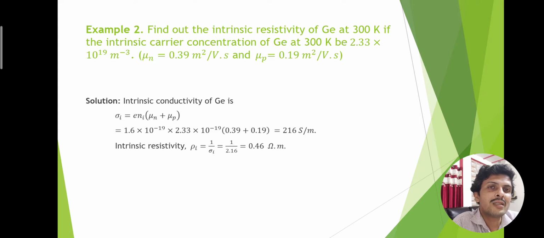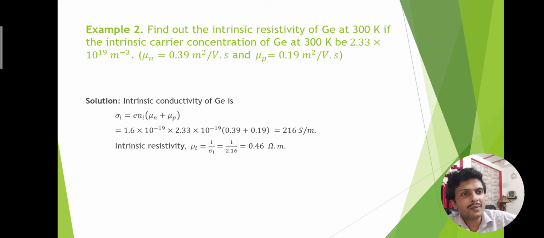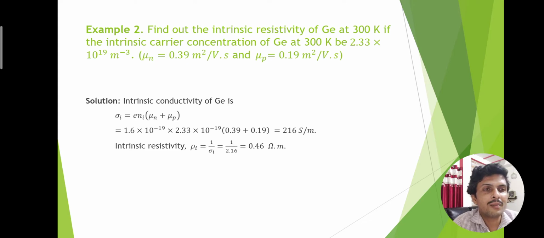Now the mobility values are given. Mu n is equal to 0.39 meter square per volt second, and mu p, that is the mobility for holes, is equal to 0.19 meter square per volt second. So these are the two constants given. You have to calculate the intrinsic resistivity of germanium at 300 Kelvin. Now resistivity is nothing but the inverse of conductivity. You know the equation of conductivity, which is the ratio of J and capital E. So you can easily find the resistivity by calculating the inverse of conductivity.